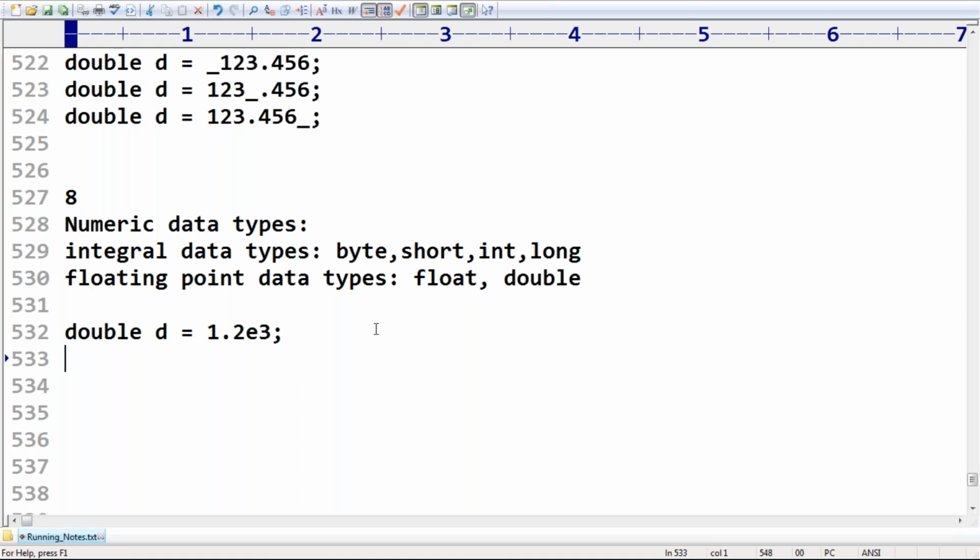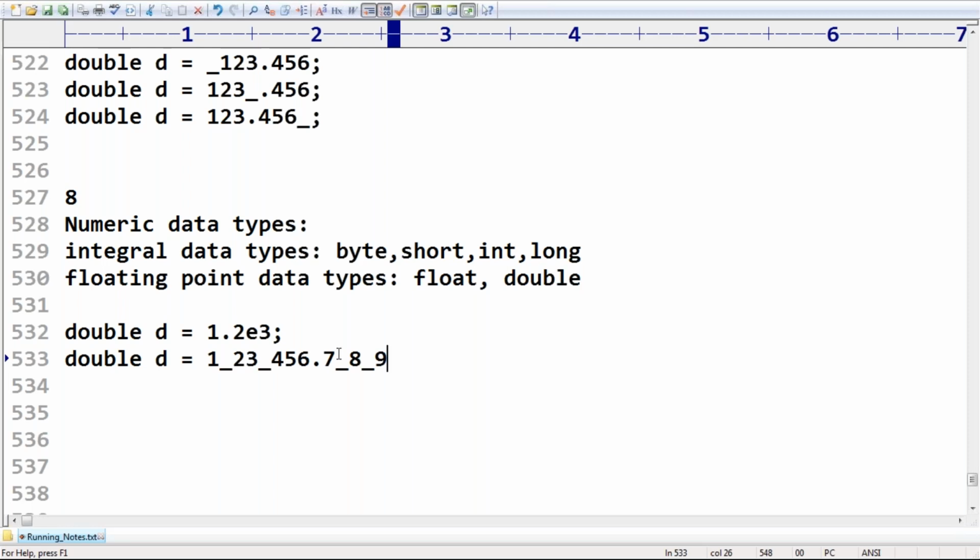Next, if I take it like this, double d = 1_23_456. Is it valid or not? Please confirm. Yes, because it is an integral value, we can happily assign it to the double, no problem at all. So numbers we can specify in this style also.